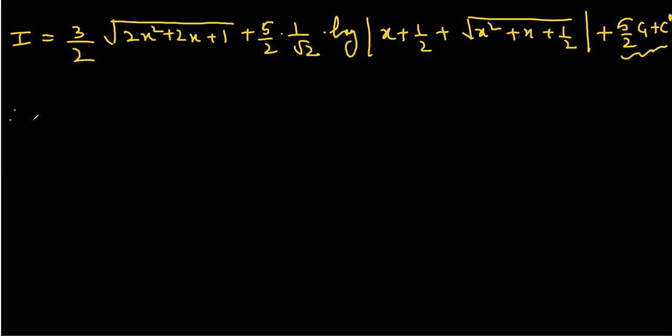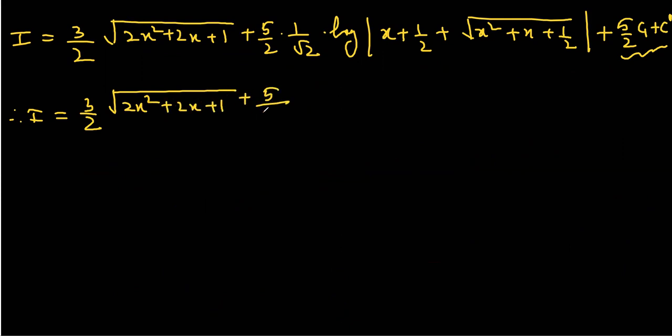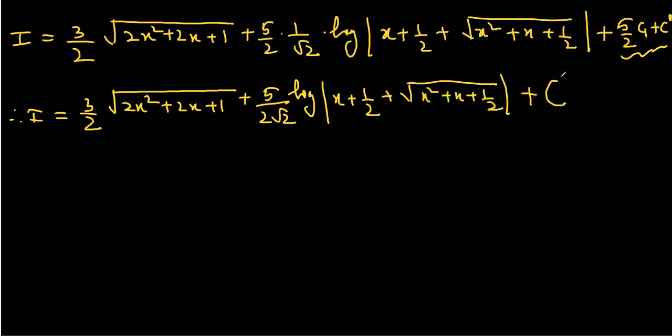So you will have therefore the final answer as I equals 3 by 2 square root of, you copy this as it is here, 2x square plus 2x plus 1, plus 5 over 2 root 2, and then you have log of mod of x plus half plus square root of x square plus x plus half, plus c, where c is 5 upon 2 c1 plus c dash. This is the final answer.